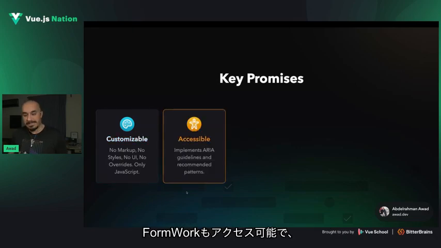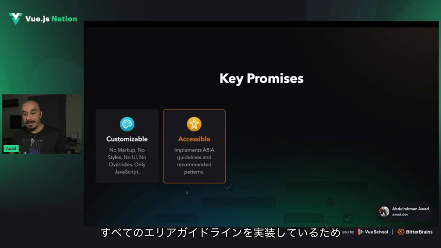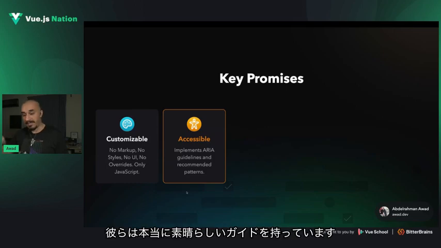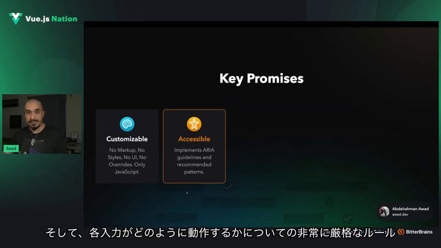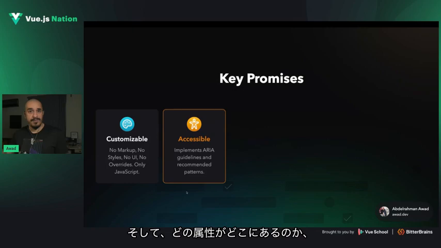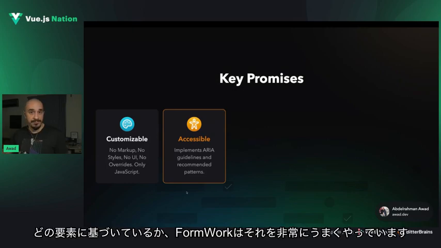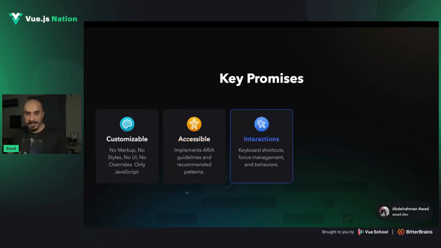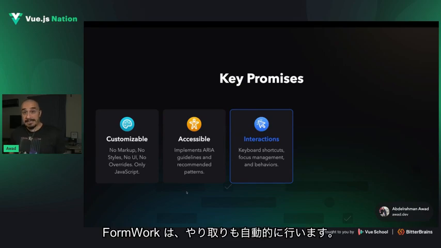Formwork also is accessible because it implements all the ARIA guidelines and recommended patterns published in their website for all kinds of inputs. So they have really amazing guides and really strict rules on how each input should behave and what attributes should be where on which elements. And Formwork does that really well through its kind of weird API that you will take a look at in a second.